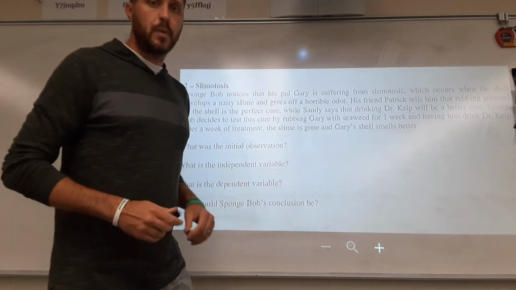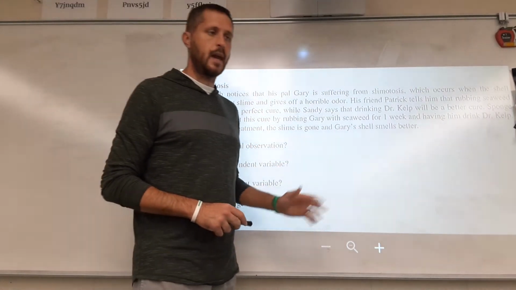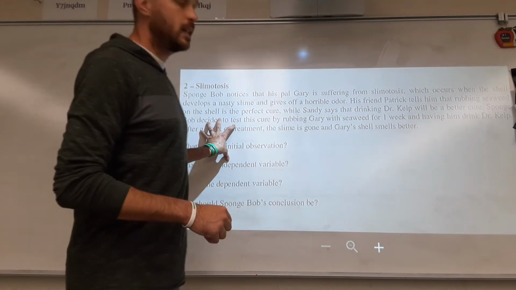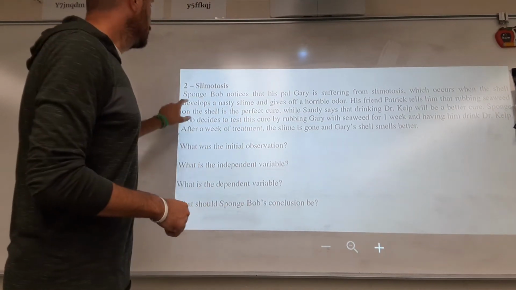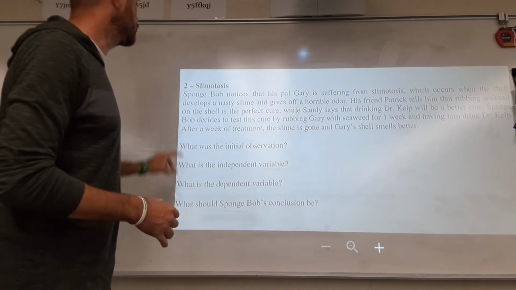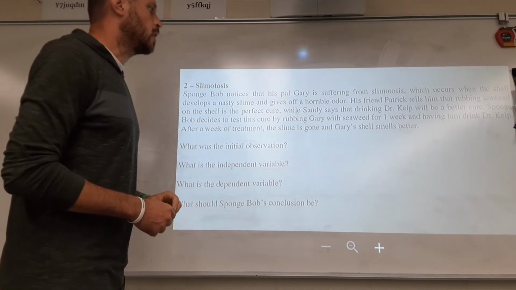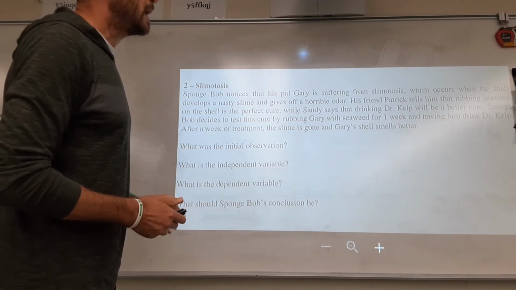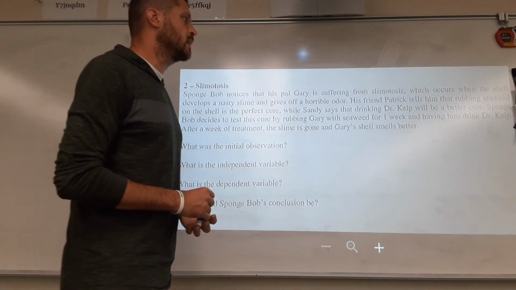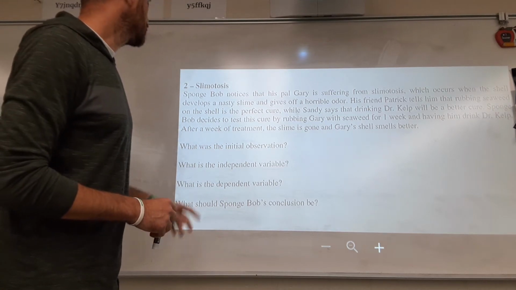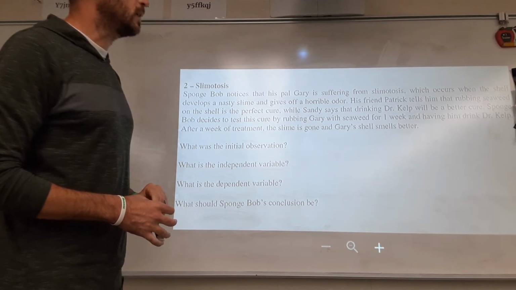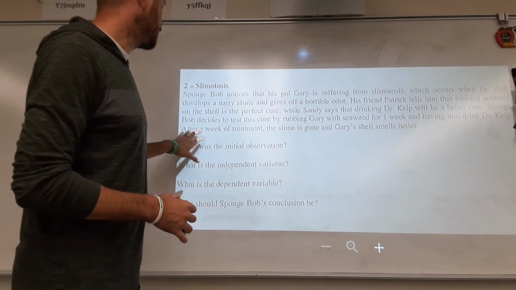All right. So today we're going to look at another SpongeBob experiment. I'm going to have a little challenge for you at the end of the video. So let's go ahead and read. This one's called Slimotosis. SpongeBob notices that his pal Gary is suffering from slimotosis, which occurs when the shell develops a nasty slime and gives off a horrible odor. His friend Patrick tells him that rubbing seaweed on the shell is the perfect cure, while Sandy says that drinking Dr. Kelp will be a better cure. SpongeBob decides to test this cure by rubbing Gary with seaweed for 1 week and having him drink Dr. Kelp after a week of treatment.